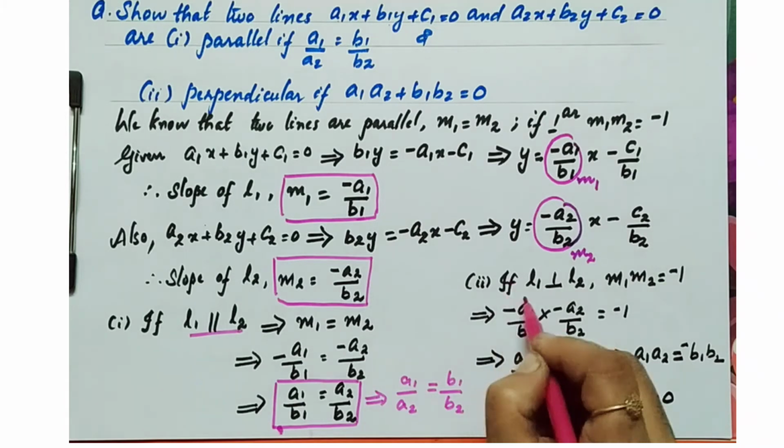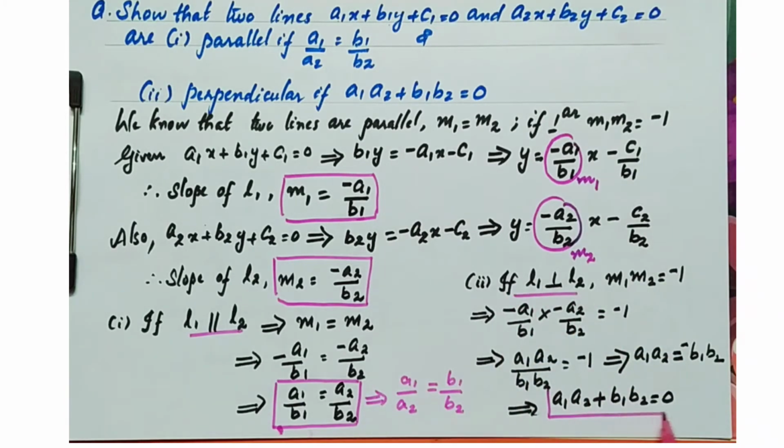If two lines are perpendicular, then a1 a2 plus b1 b2 equal to 0, where a1, a2, b1, b2 are the coefficients of x and y in the standard equation. And if two lines are parallel, a1 by a2 equal to b1 by b2, or you can think as a1 by b1 equal to a2 by b2.